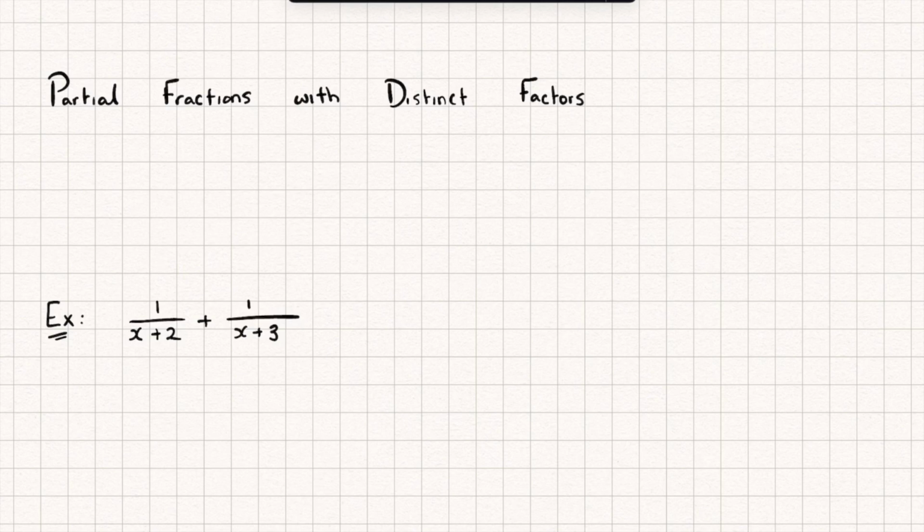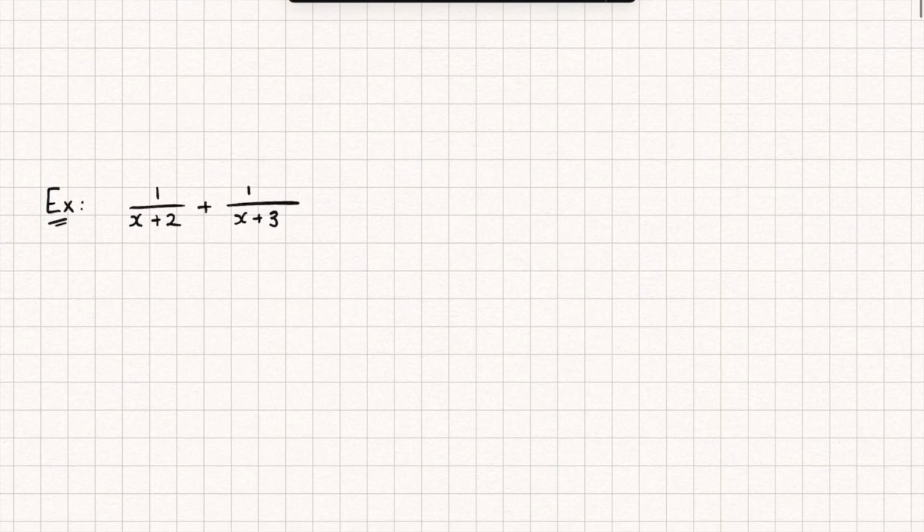Okay, so to introduce us to partial fractions, what I'm going to do is actually do a sum of algebraic fractions to start with, and that's going to kind of give us an idea of how this process is going to work. So here I have 1 over x plus 2 plus 1 over x plus 3. And I'm sure this is probably something you've seen before at GCSE. If you haven't, don't worry, it's pretty straightforward.